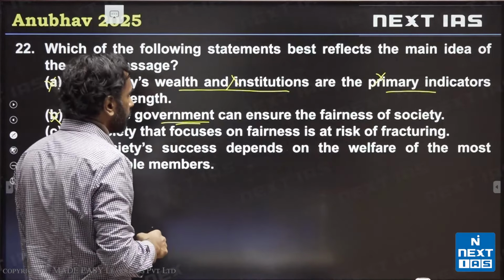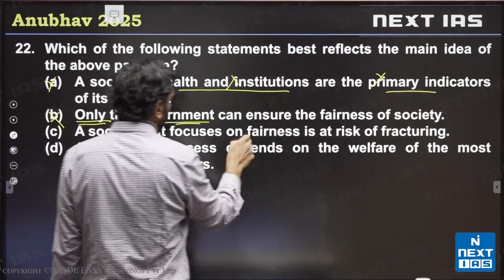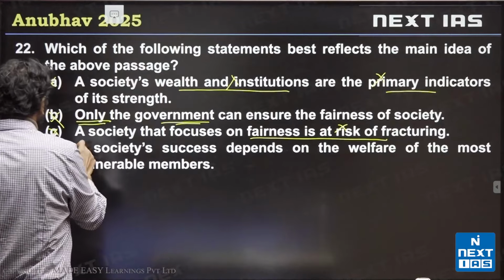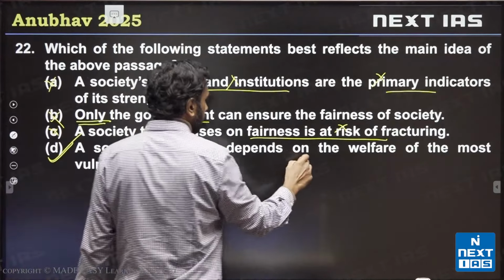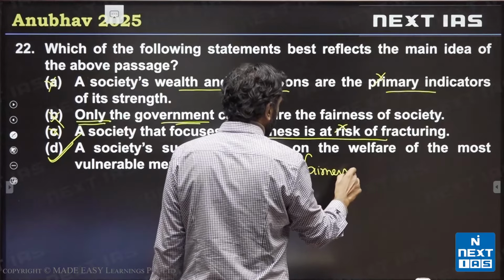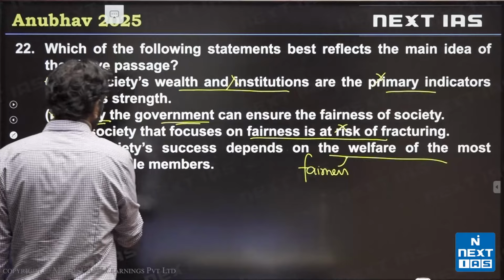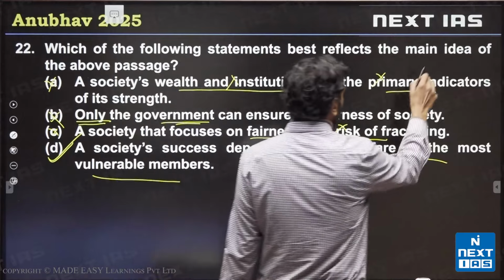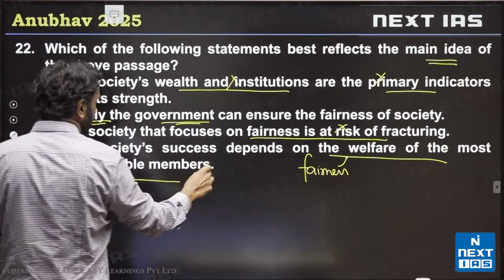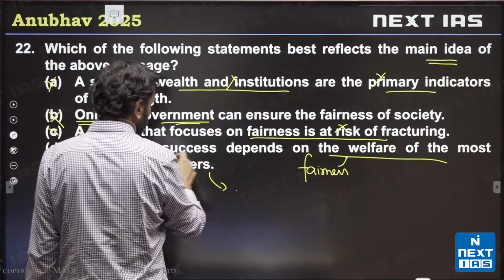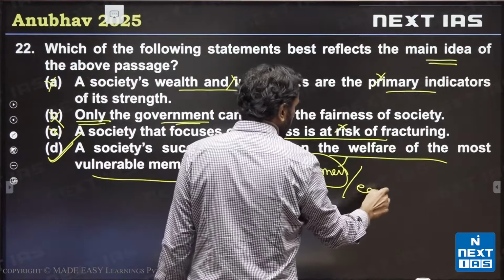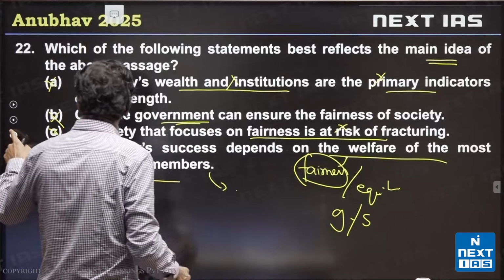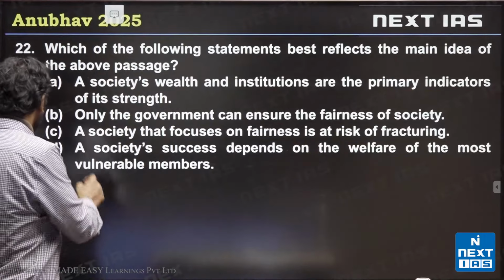C says a society that focuses on fairness is at risk of fracturing. This is the opposite of what is stated in the passage. D says a society's success depends on the welfare of the most vulnerable members. Option D is the right answer. Society's success depends on fairness, which we can use as a proxy for the welfare of the most vulnerable members. This is the only option which comes close to the main idea of the author. We could have improved on option D. Option D could have had more words added to it: depends on welfare, depends on fairness, depends on equity, depends on government plus society plus others working on this with a common goal. So D is the right answer. We could have added more to it, but we aren't. Let's see the next.